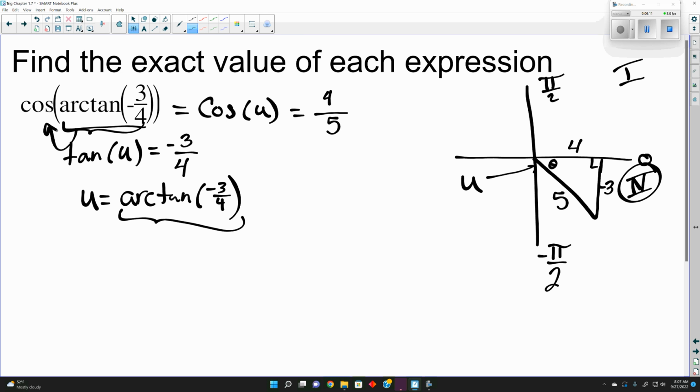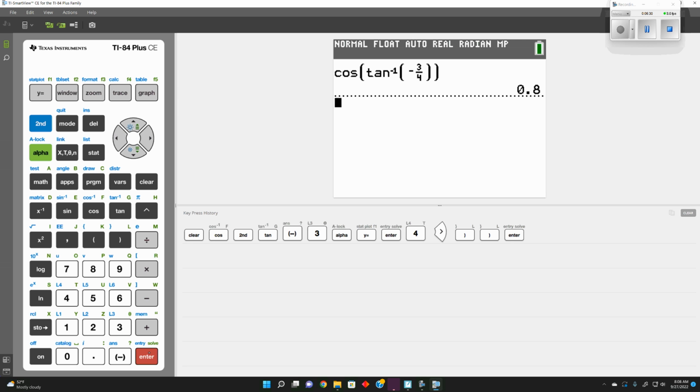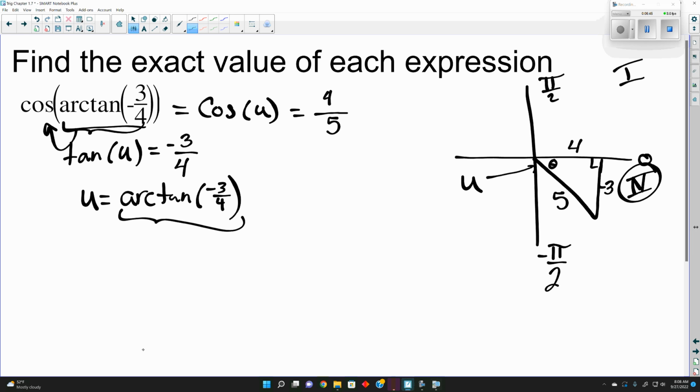Questions on this here? So we were looking at, make sure it's in radians, cosine of tangent inverse, or arctangent, of negative 3 over 4. Math, enter. And it gave us the answer anyways. So a lot of these, it'll give us the answer for it, which is kind of nice. Any other questions on this one here?